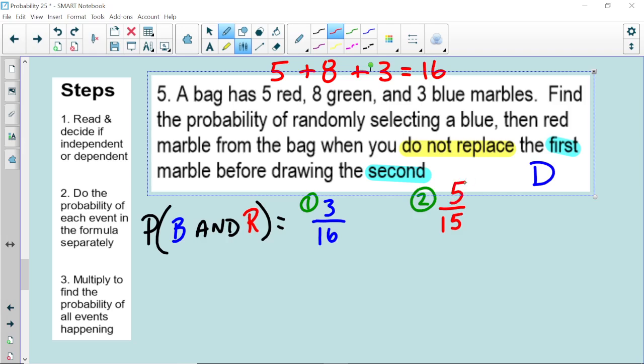So now when TJ takes the blue and keeps it, Talia's only got 5 chances out of the 15 remaining for red.